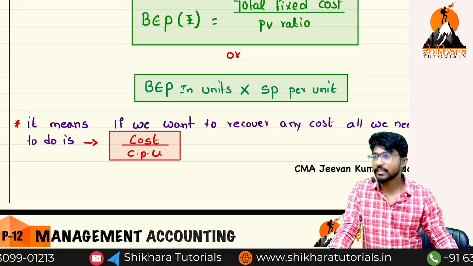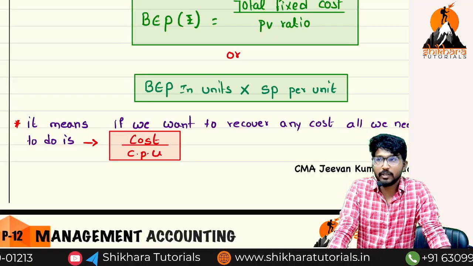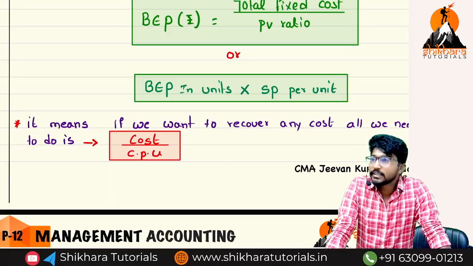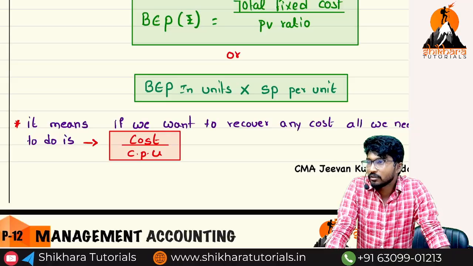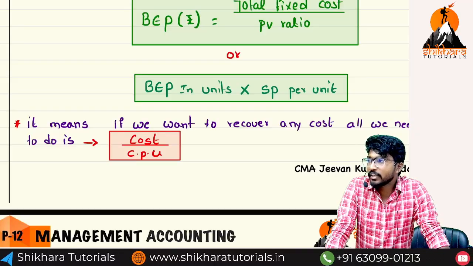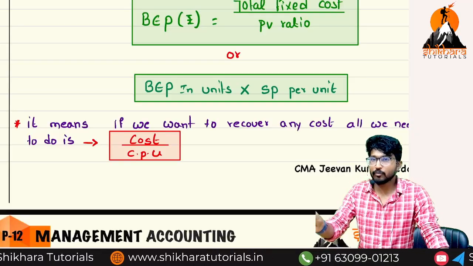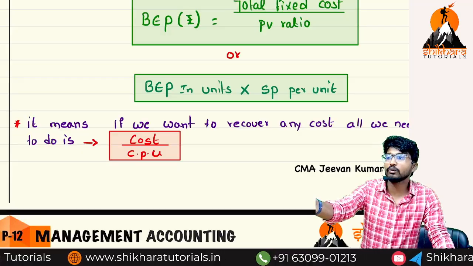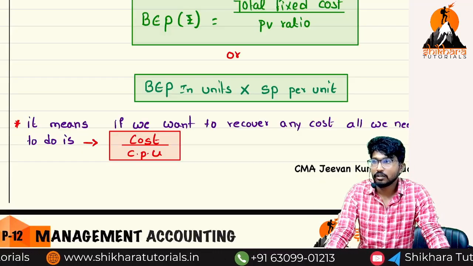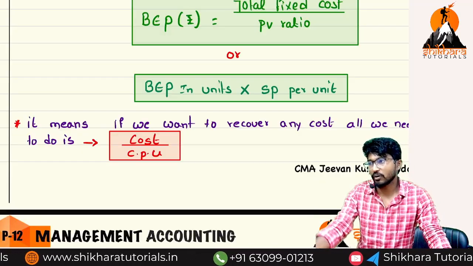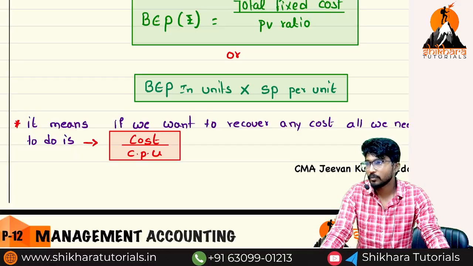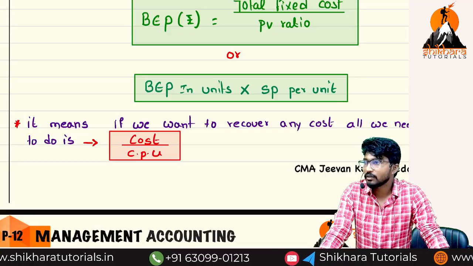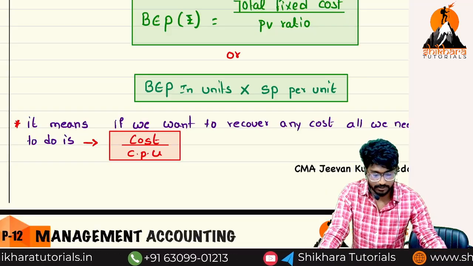Next, there is another formula for BEP. BEP in units into selling price per unit. It will give us break even point in rupees. Break even point units into selling price, 125 into 10. That's what we got in rupees. Break even units into selling price per unit, you will get break even point in rupees.